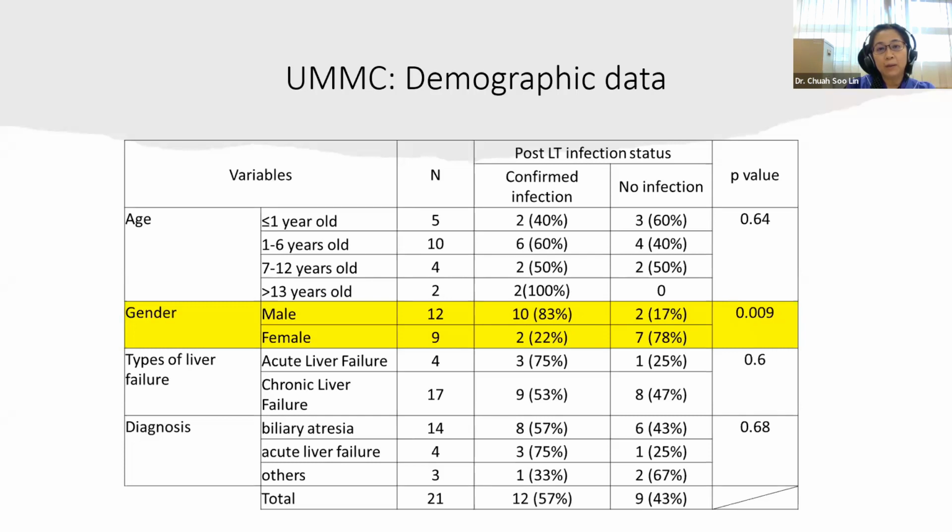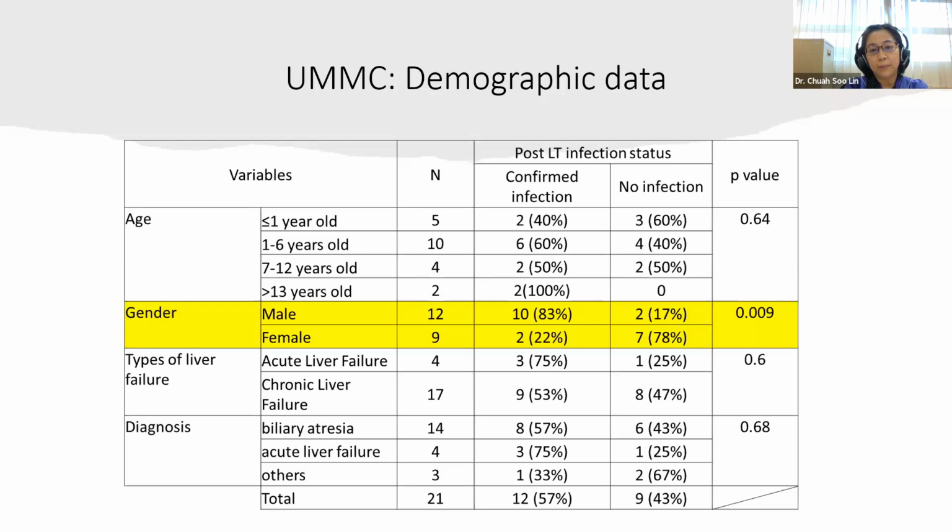So how about the demographic data in our center? We have a total of 21 liver transplantations from 2017 until now. And I think there is not much difference between the confirmed infections and no infections groups, except for gender, in which you could see that male patients, boys, had a higher number of confirmed infections.